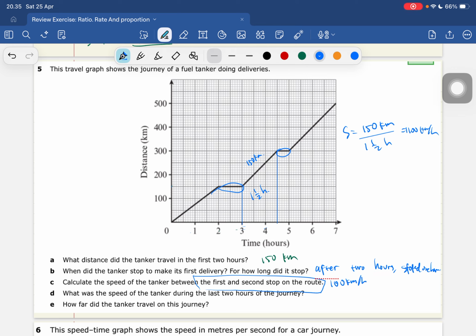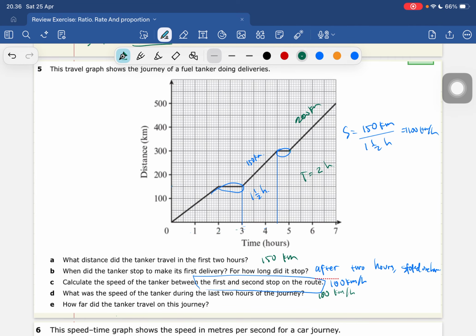What was the speed of the tanker during the last 2 hours of the journey? Okay, last 2 hours here, so the time is 2. The distance is from 300 to 500, which is 200 km. So 200 km divided by 2 hours is 100 km per hour.